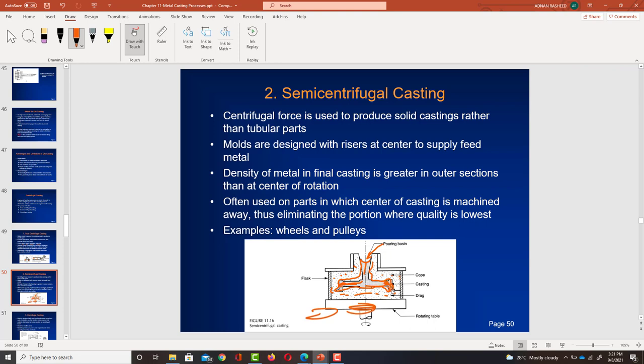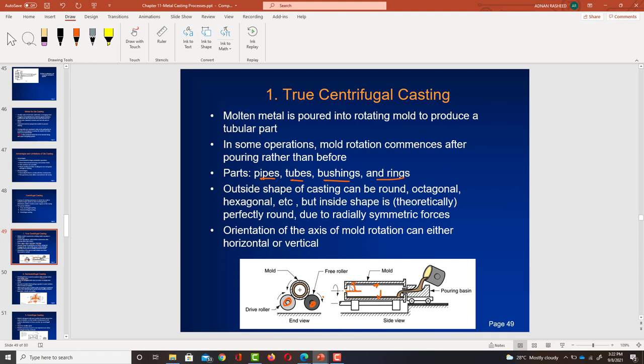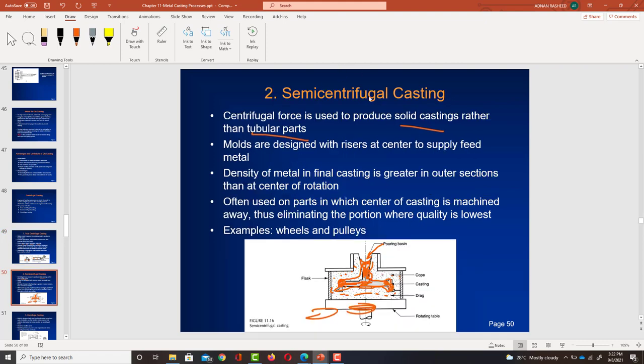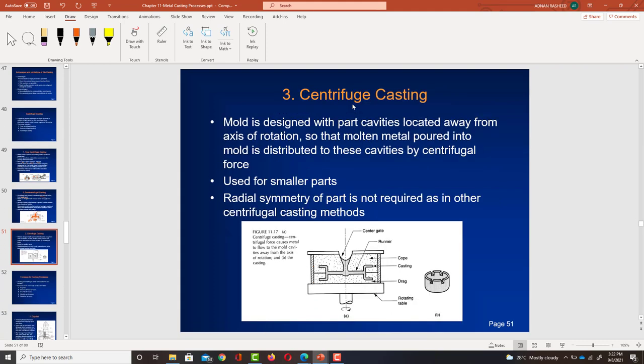Okay, so first it fills these areas and then it solidifies in this. So this semi-centrifugal casting is used to produce solid casting rather than tubular. In tubular you are going to have hollow parts as well, but in semi-centrifugal casting only solid parts can be produced. Clear? You can also read up on this: wheels, pulleys, etc. can be produced by using semi-centrifugal casting.